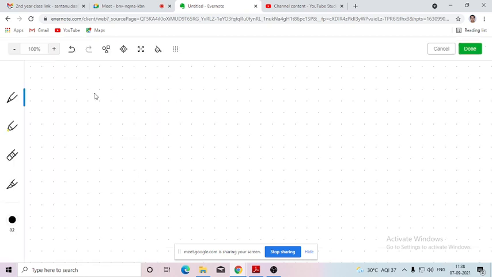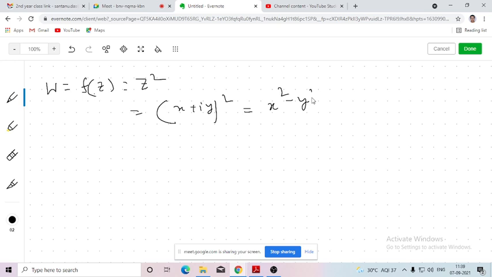I am giving one example. So let's say f(z) equals... can you see the blank screen? Is it visible? Yes. f(z) equals z squared. So f(z), that is w, equals z squared. This can be written in the form (x + iy) whole squared. So this is x squared minus y squared, plus i times 2xy. So here this is our u(x,y), and this is our v(x,y).